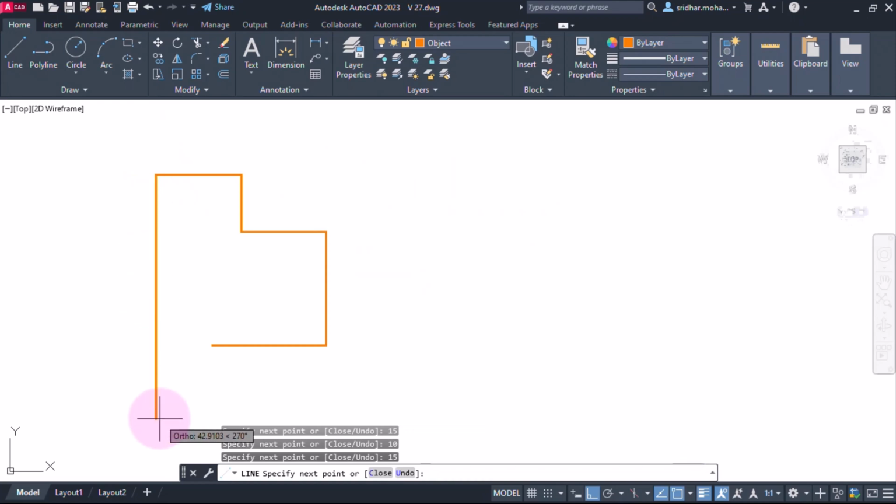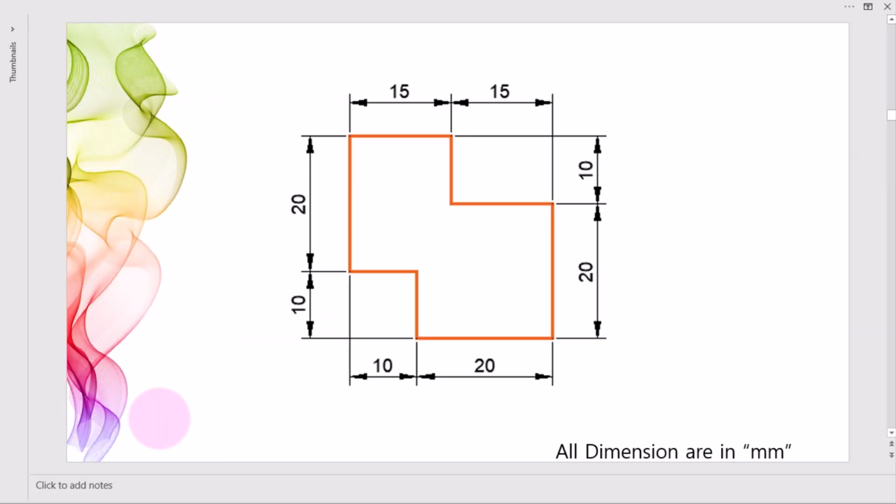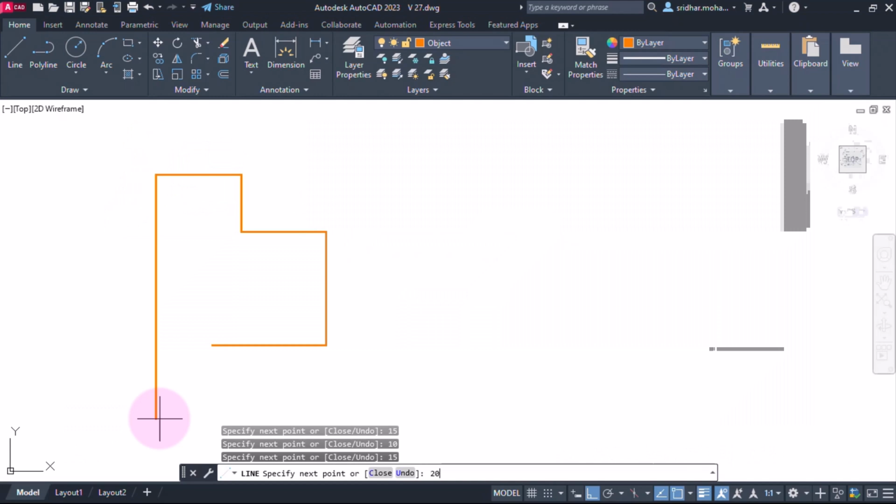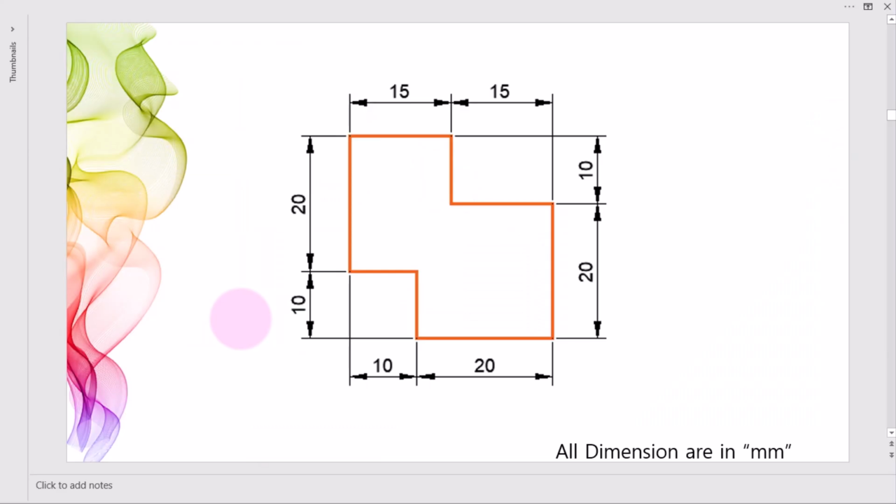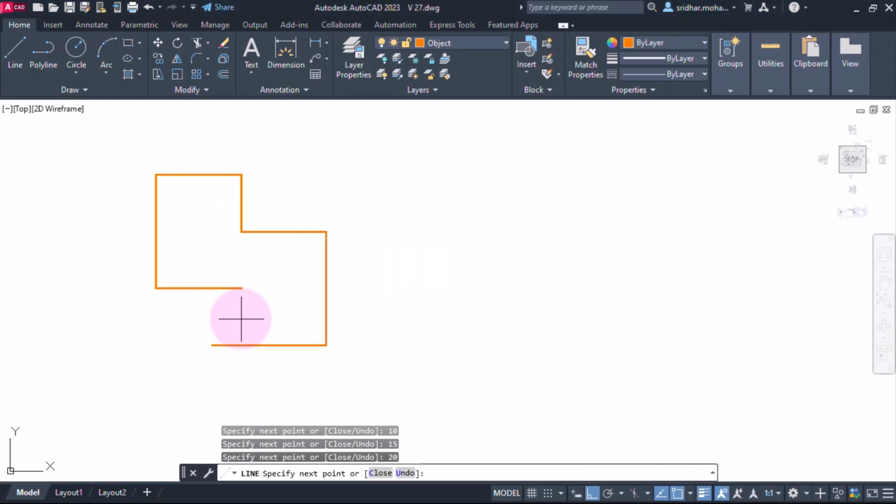Now the cursor wants to move in the downward direction. This value is 20. I give 20 enter. Now from the previous point, the cursor wants to move to the right side. The value is 10. So I type 10 enter. Now we have 2 options to complete this drawing. One, I just press enter, value of 10 mm. Otherwise I press C and enter. So now I do C and enter. C means close, it automatically closes to where we started, the starting point. So this is our drawing.